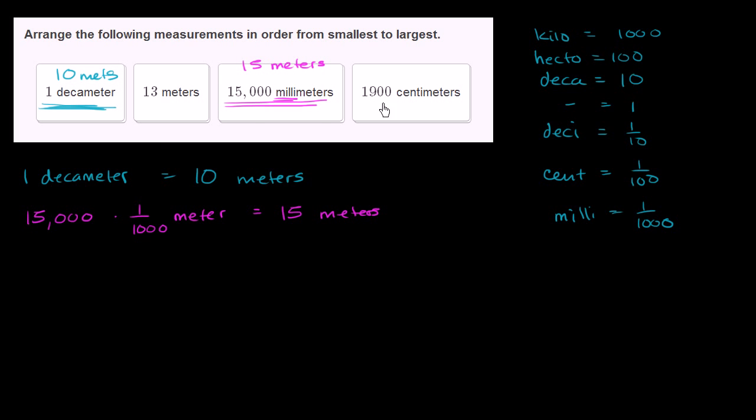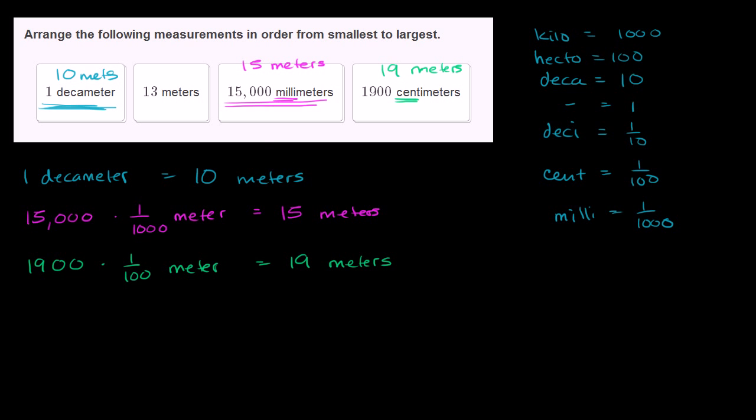And then finally, we have 1,900 centimeters. So 1,900, instead of writing centi, I'm going to write 100th of a meter. Well, 1,900 times 1 over 100 is 19. So this is equal to 19 meters. Another way of thinking about it is, this is 19 groups of 100 centimeters. And 100 centimeters is equal to a meter. This is 19 meters right over here.